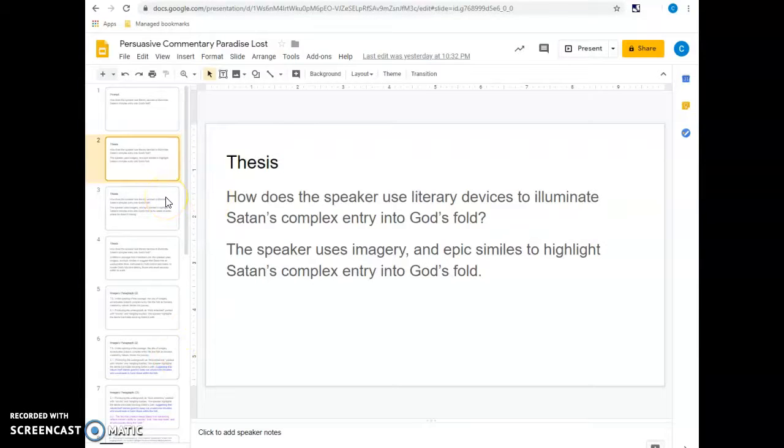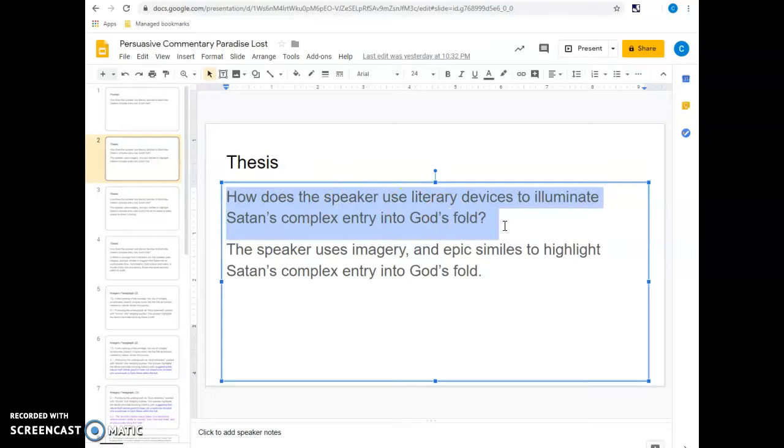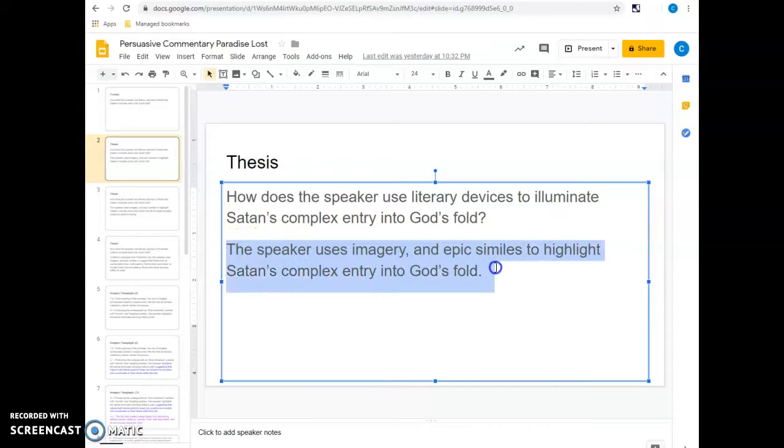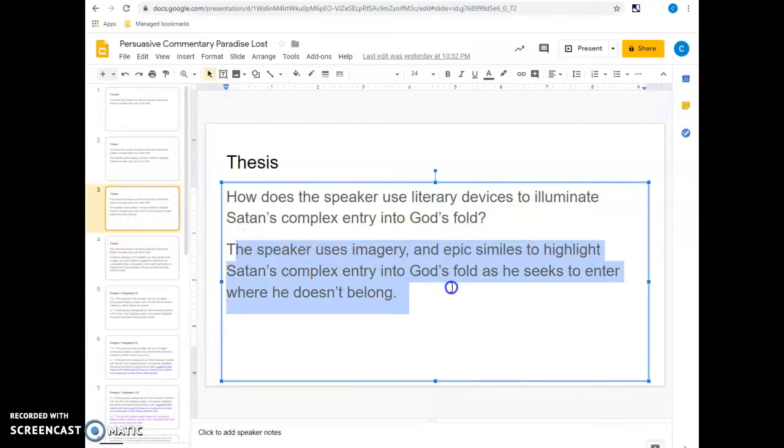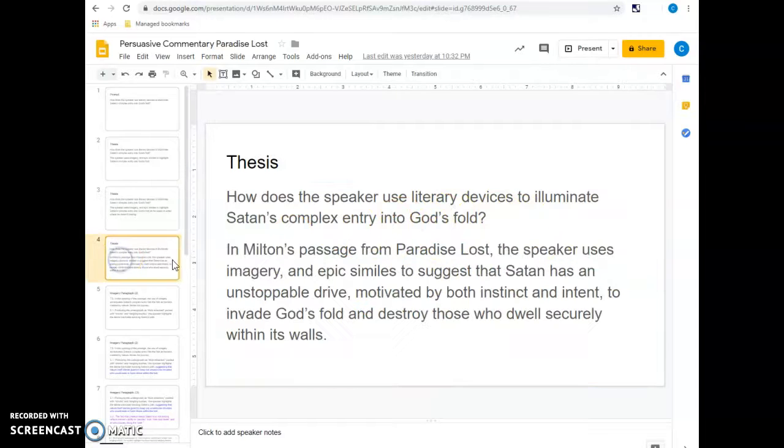Okay, now, here, I wanted to point this out to you just so that you know what we're looking for. This thesis right here, this is the prompt. How does the speaker use literary devices to illuminate Satan's complex entry into God's fold? This, the speaker uses imagery and epic similes to highlight Satan's complex entry into God's fold. This is a 0-point thesis because it only restates the prompt. This, the speaker uses imagery and epic similes to highlight Satan's complex entry into God's fold, which is just a repeat, as he seeks to enter where he doesn't belong. This might work for a topic sentence, but for your thesis statement, this is just a repeat. This would be a 0 for a thesis.